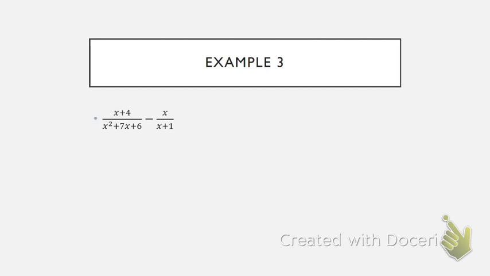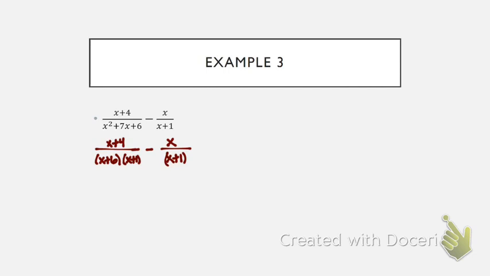All right, so example 3 is kind of the worst case scenario for most of you because we have to factor. So in this third example, the first thing I'm going to do is factor x squared plus 7x plus 6. If we factor that, we get x plus 6, x plus 1, over x plus 1. And remember, even though that's not in parentheses, we're going to put it in parentheses.